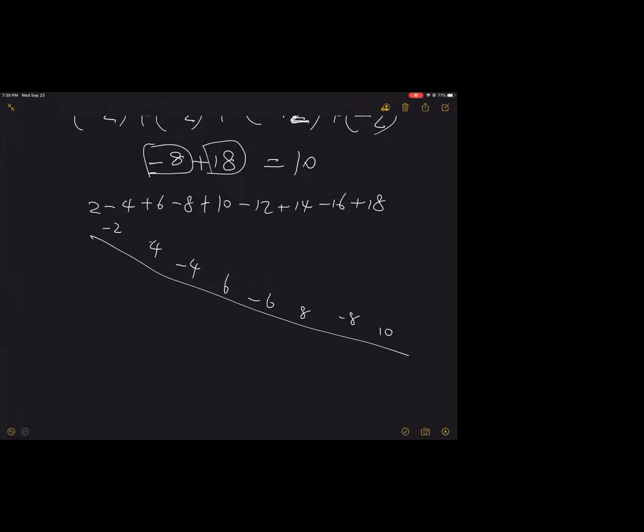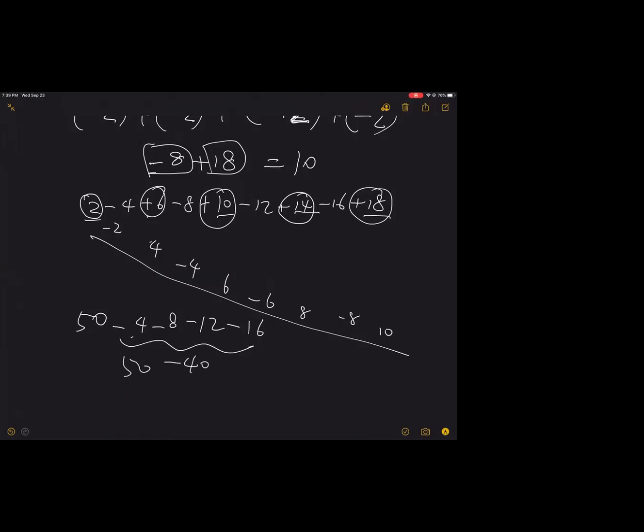Or another way is we can pull all the plus together, right? We can do these first: 2 plus 6 plus 10 plus 14 plus 18. That's what? 2 plus 6, 8, 32, 40, 50. Yeah, 50. And then we start minus: -4, -8, -12, -16. So this together is -40. So 50 minus 40 is 10.